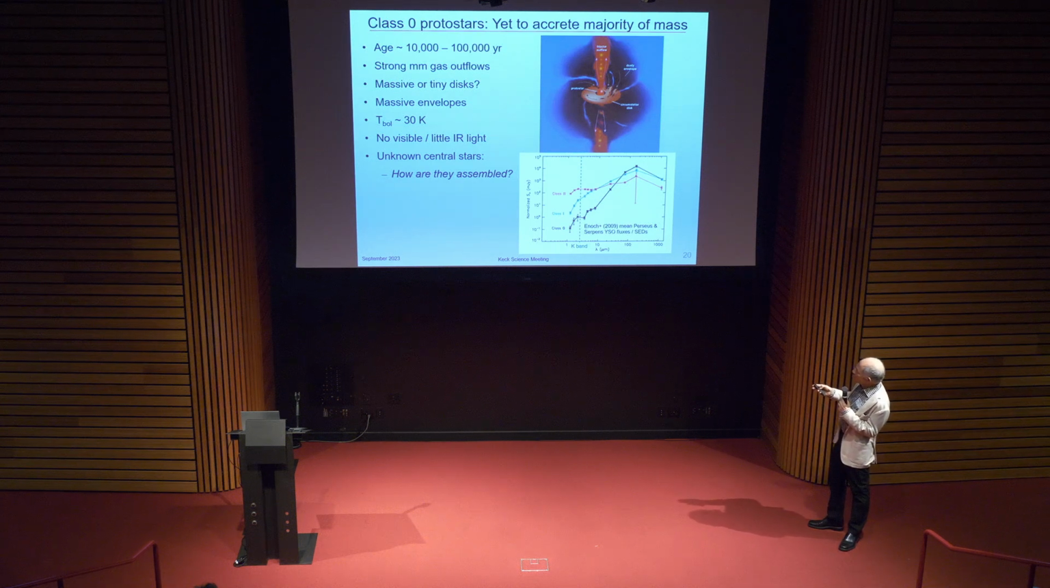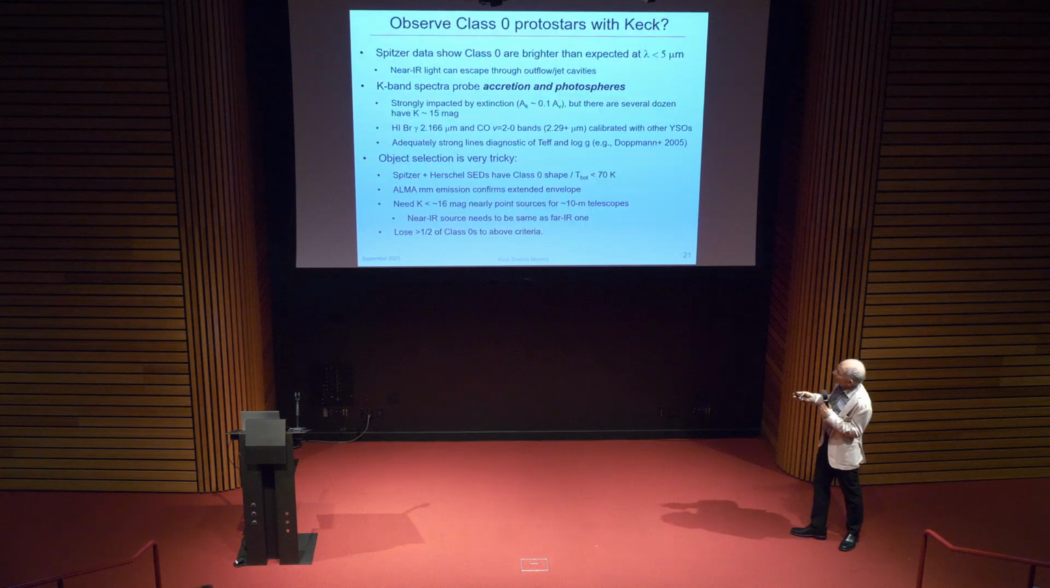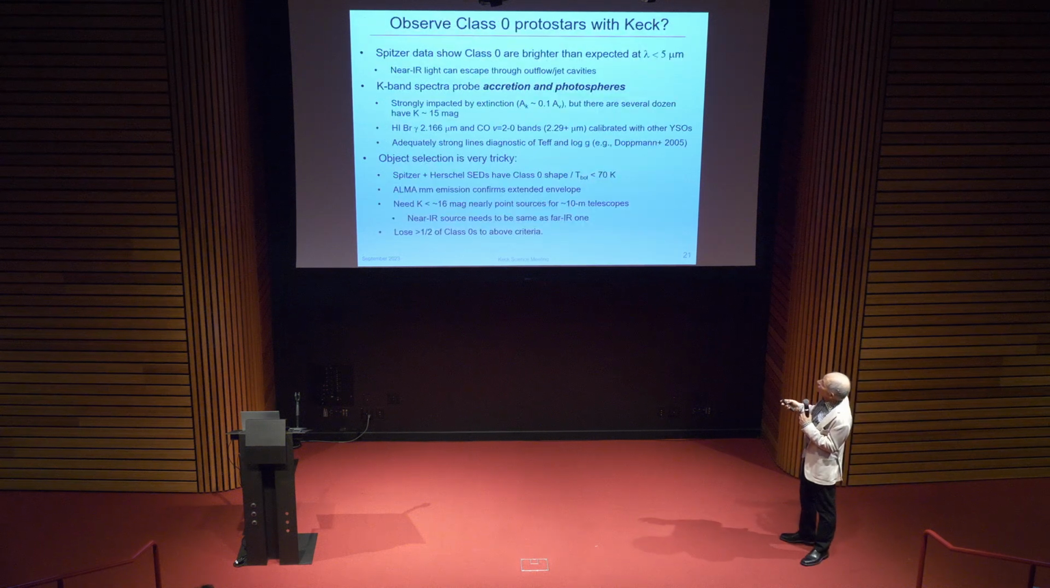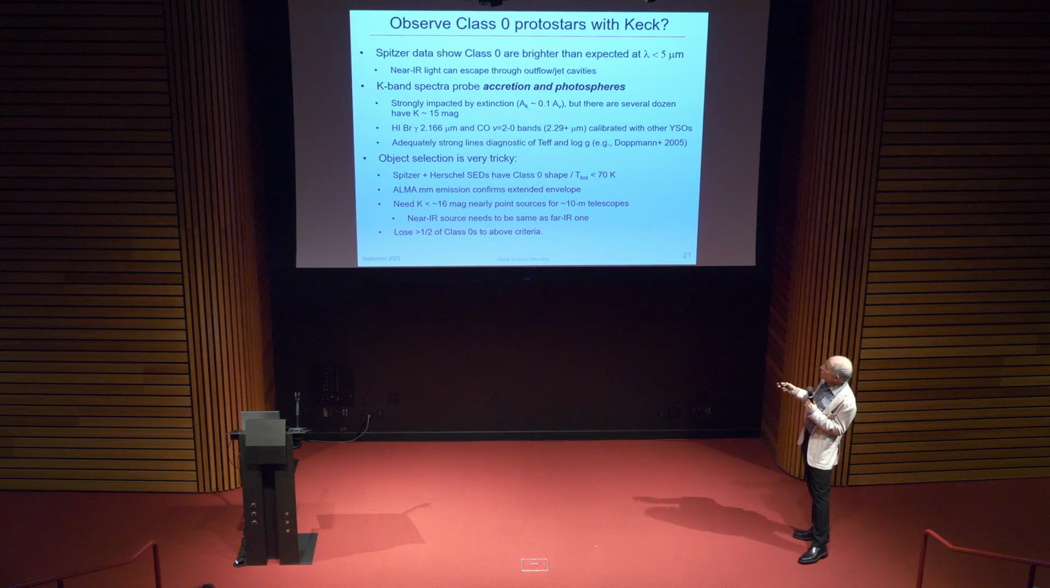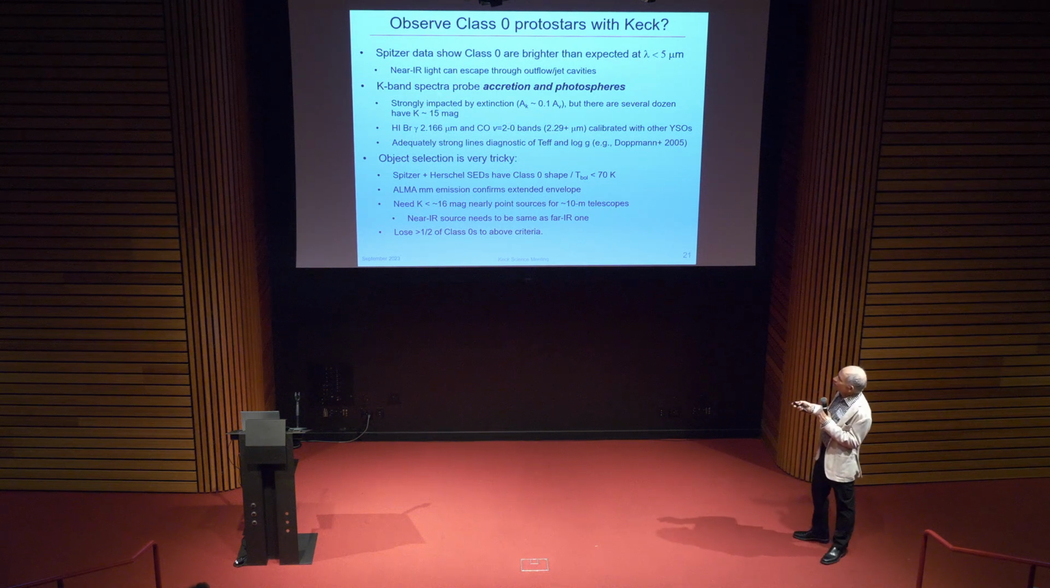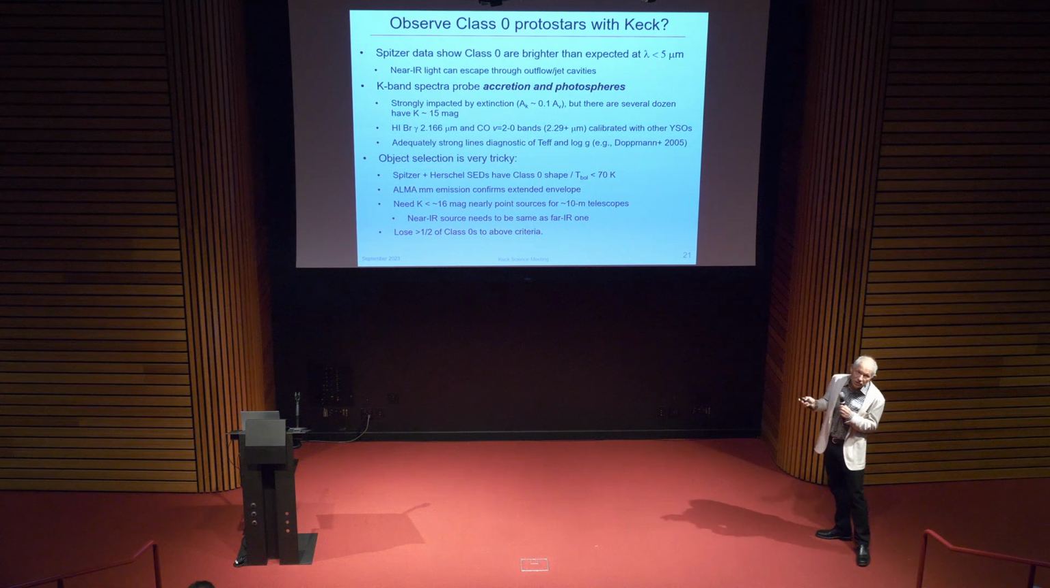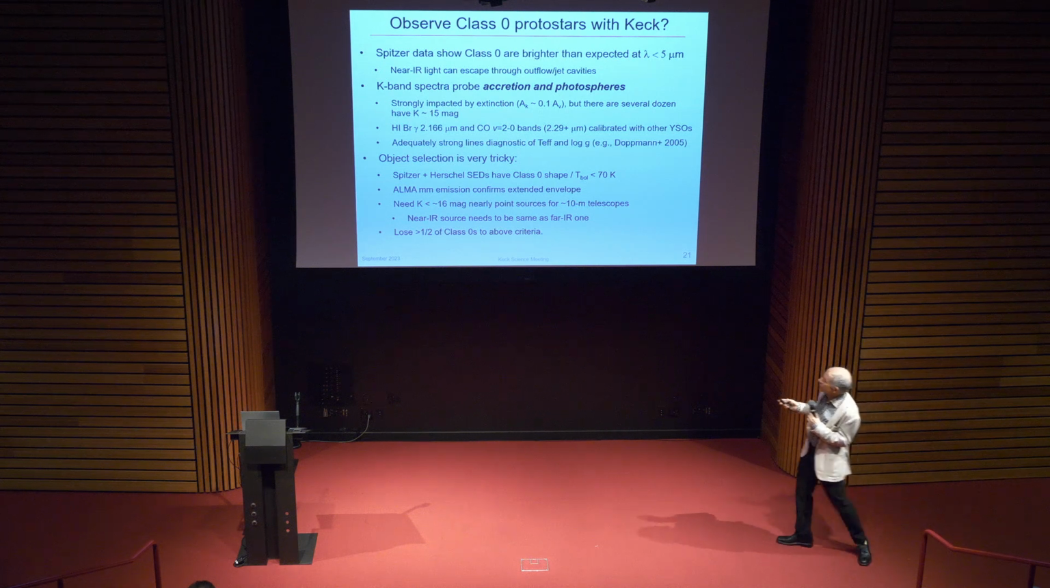So I thought it'd be worth trying to see if we could observe them. Getting the K spectra could be pretty useful for getting the stellar properties and looking at the accretion diagnostics from hydrogen lines and molecular emissions, using the calibrations that have been established with the more evolved stars.